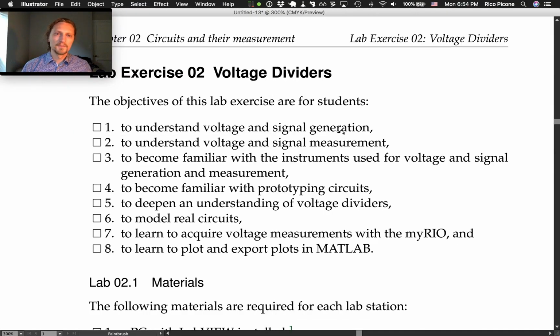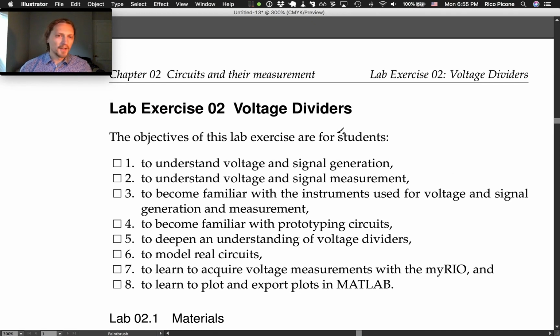Okay, so this is just a little introduction to lab exercise 2. TAs will help guide you through the rest of the process, but I wanted to talk about it for a few minutes. It's primarily about voltage dividers, but it's about so much more.